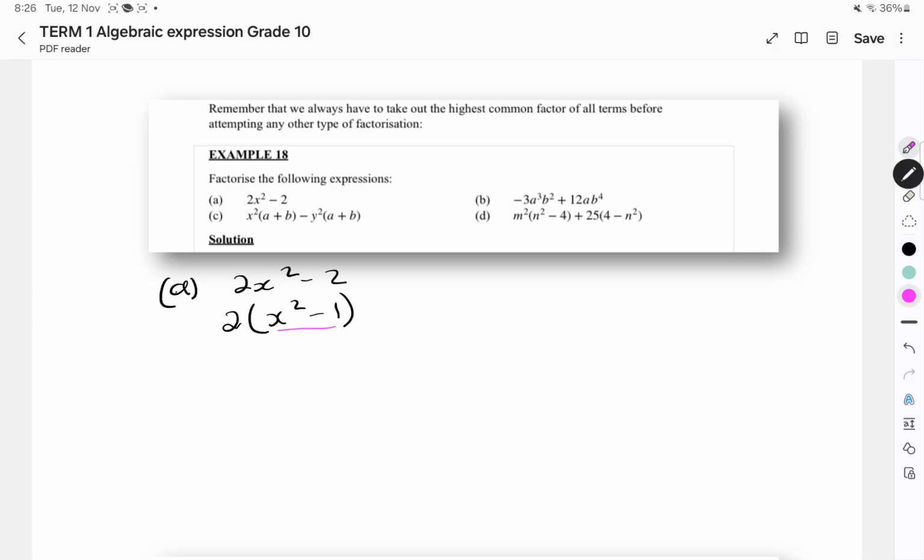But x squared minus 1 is difference of two squares. So it means I can still continue. This will then be like that: 2 times x minus 1, x plus 1.